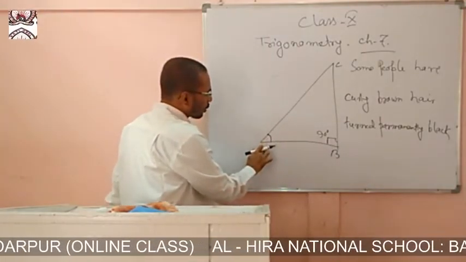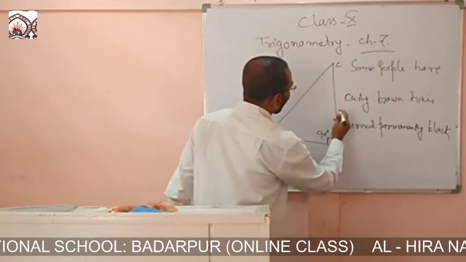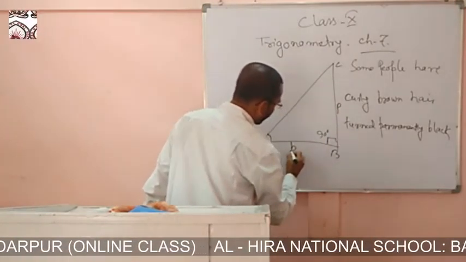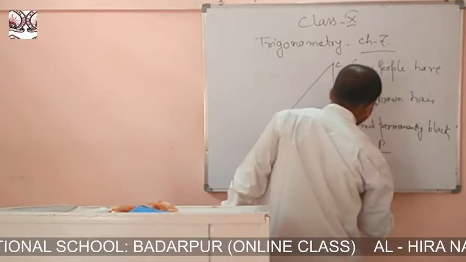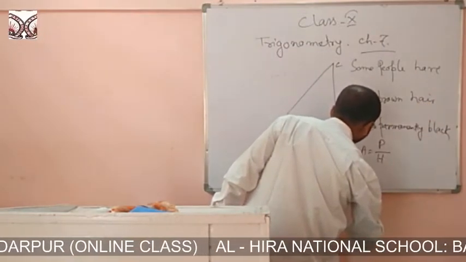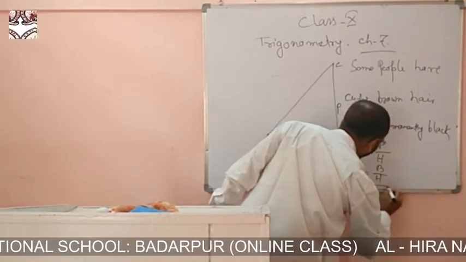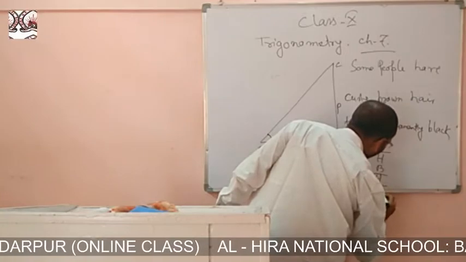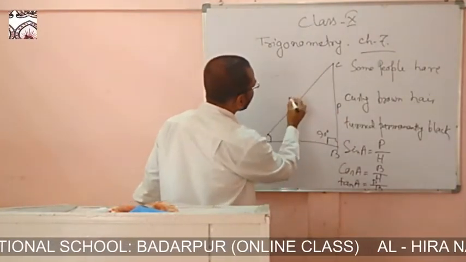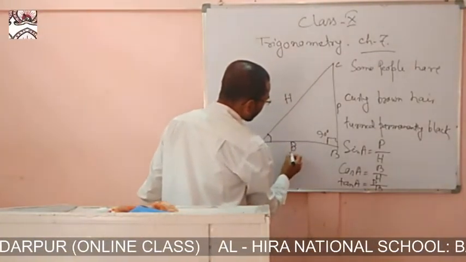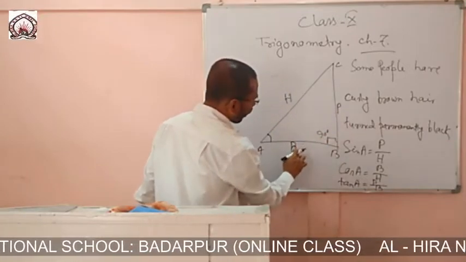If we look at this picture very carefully, if we take this angle A, then this will be perpendicular P, and this will be base B. So some people have means sin A will be P by H, and curly brown hair means cos A will be B by H, and turned permanently black means tan A is P by B. So sine of this angle will be perpendicular by hypotenuse, cos will be base by hypotenuse, and tan will be perpendicular by base.